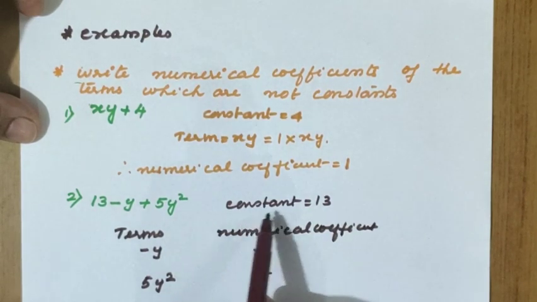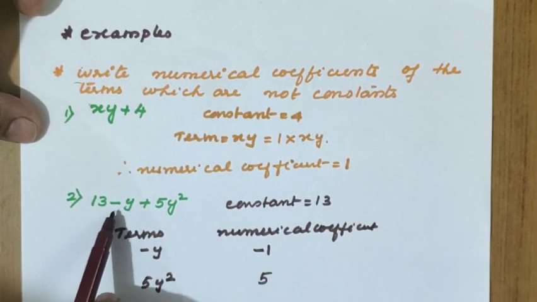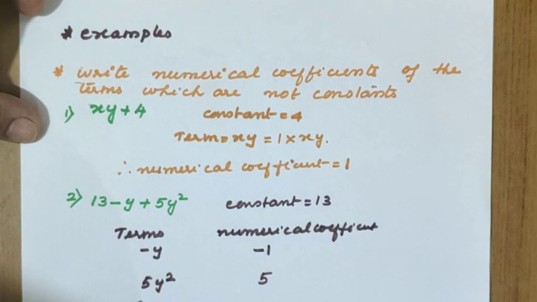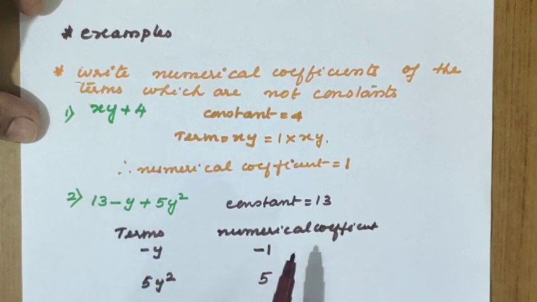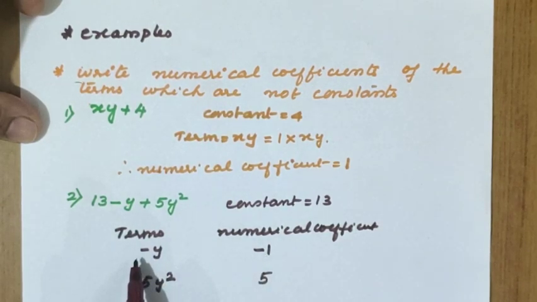So the constant equals 13. Other than 13, two terms are there. Which are they? Minus y and 5y square. From this we should write what is the numerical coefficient. So the numerical coefficient equals minus 1, and for the other term it is equal to 5.